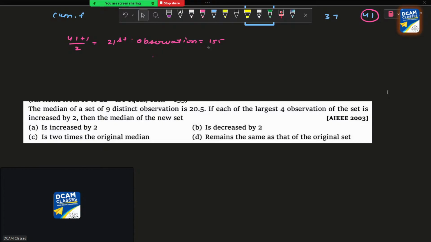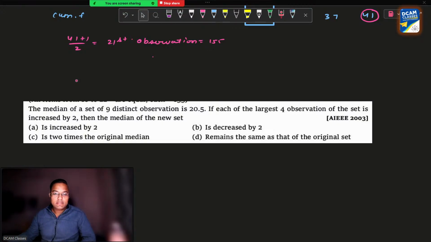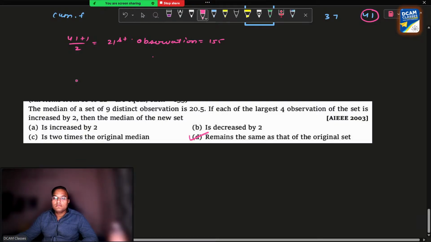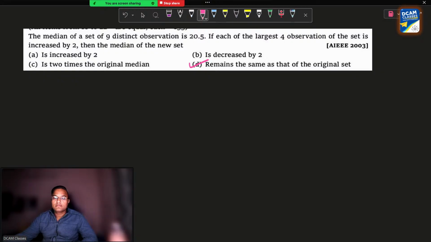Sir, I'm getting the same answer. It's correct, because that's the answer only. Nothing will be changed, na, because the median is the fifth one, and you are changing the observations which are large, after the median. So why will it change? Median will remain the same, na? Correct? Understood? Yes. Now let's study the formula for group data.